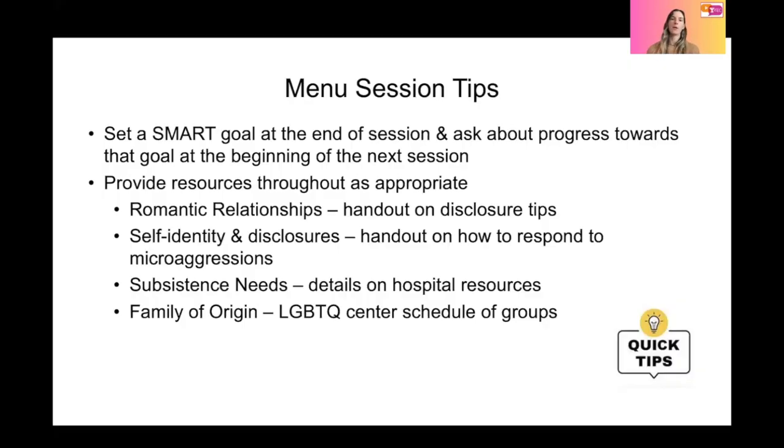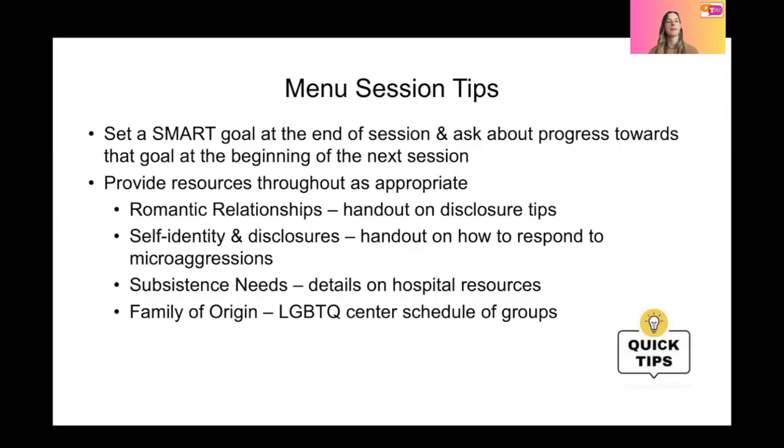Also, setting a SMART goal at the end of session and asking about progress towards that goal at the beginning of the next session, as I mentioned, is really key. You can also continue ongoing goals. You can repeat a session if you need to and continue working on a goal. And then providing resources throughout the intervention as appropriate.